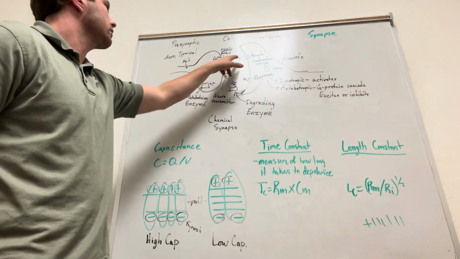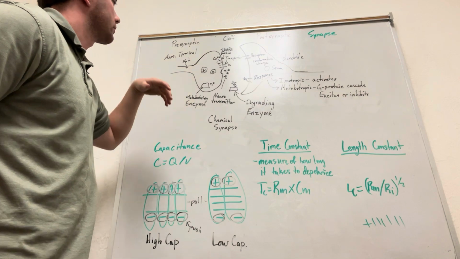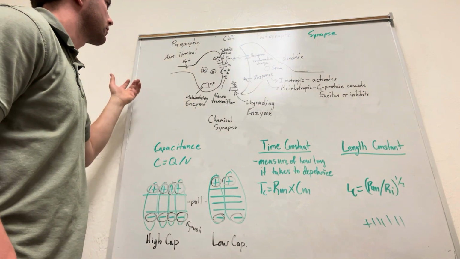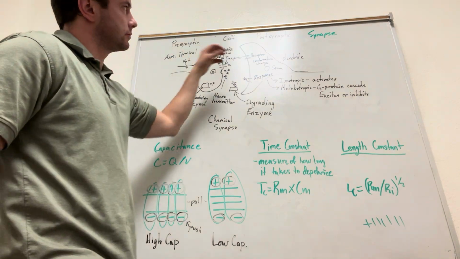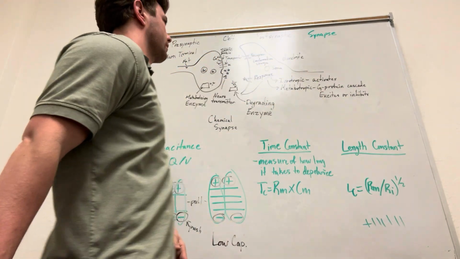With that said, you're also going to have transporters which will move neurotransmitters through and just kind of sit in the cleft and help us depolarize this dendrite.